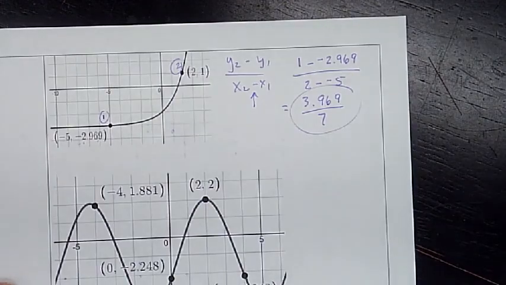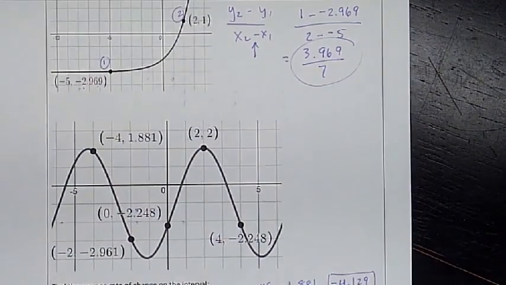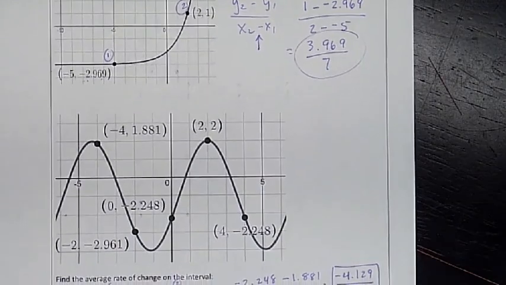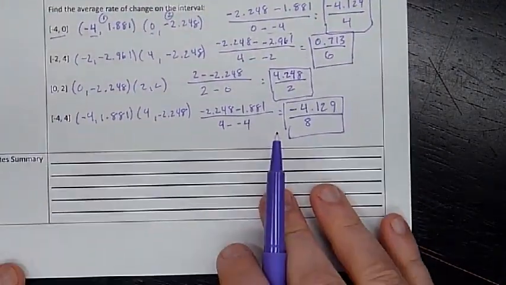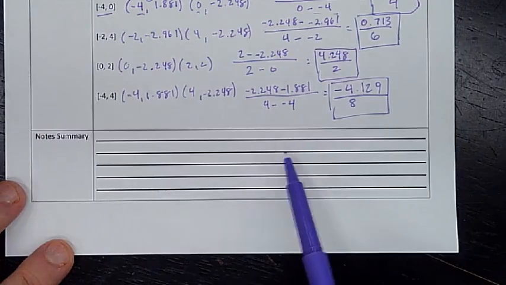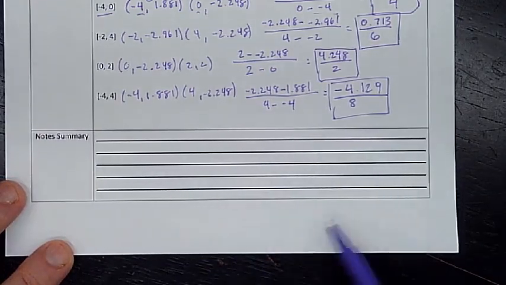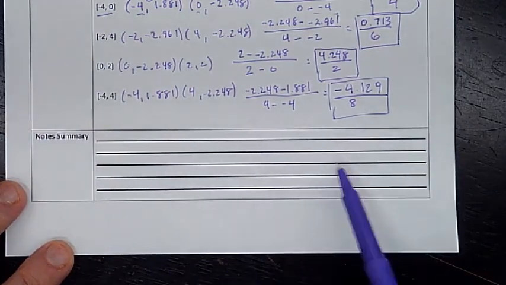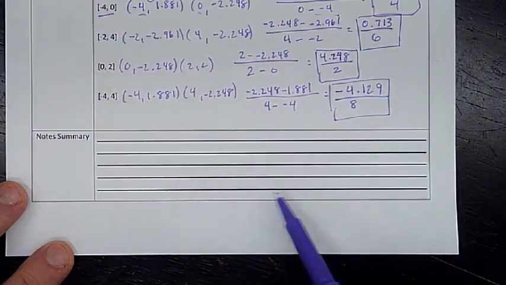All right. Lastly, down here at the bottom, there is a space for you to summarize your notes. As always, write down things that are important, things you want to remember, or any questions that you want to ask the very next time that you're in class.